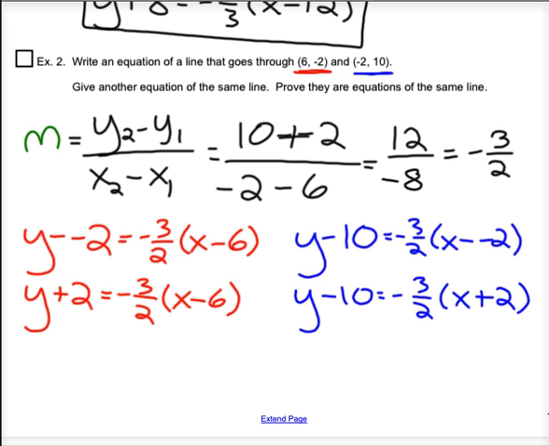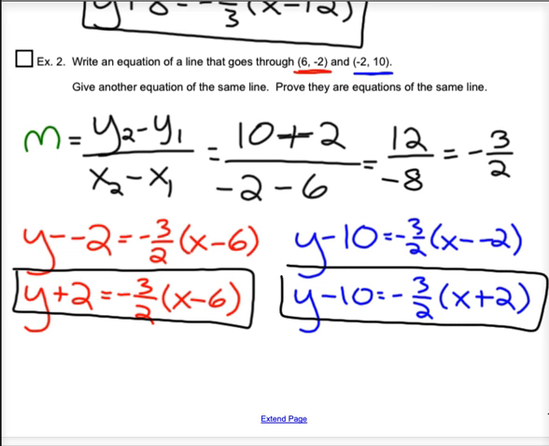So now I have two different looking equations, but they came from the same information. What I'm going to show you is that these are actually, in reality, the same equation. So both of these are legitimate answers. Both of these are correct answers for the point slope form of this equation. And I'm going to show you.